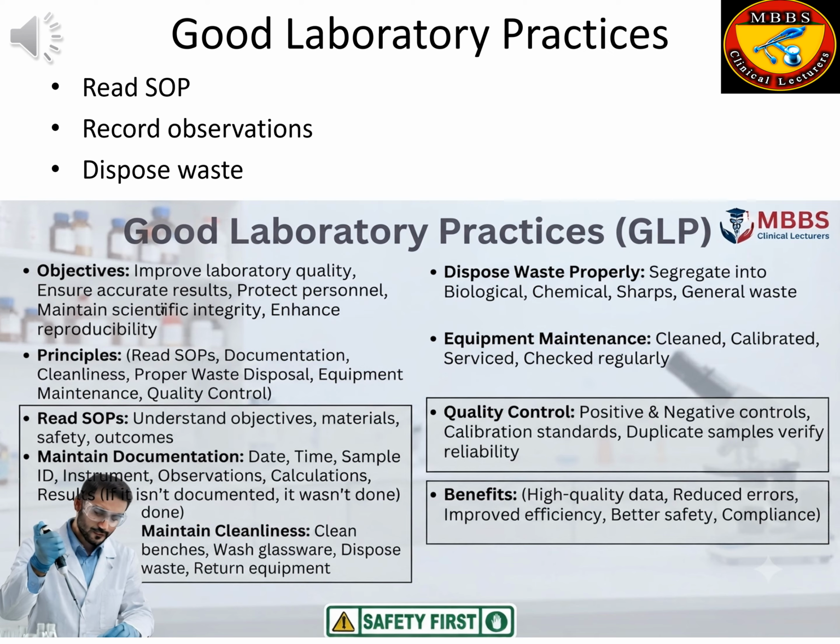5. Equipment maintenance. Laboratory equipment should be cleaned regularly, calibrated, serviced, checked before use. 6. Quality control. Always include positive controls, negative controls, calibration standards, duplicate samples. These help verify the reliability of experimental results. Benefits of GLP. High-quality data. Reduced errors. Improved laboratory efficiency. Better safety. Compliance with accreditation standards.